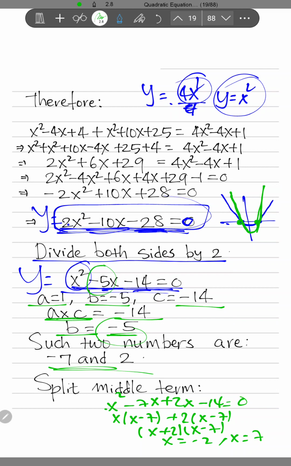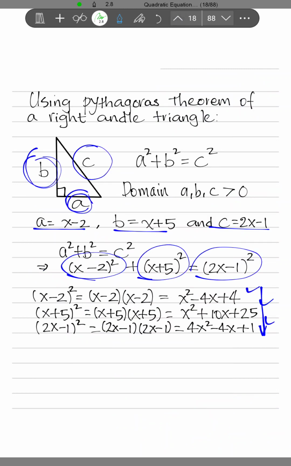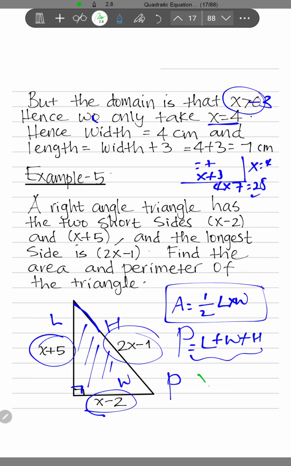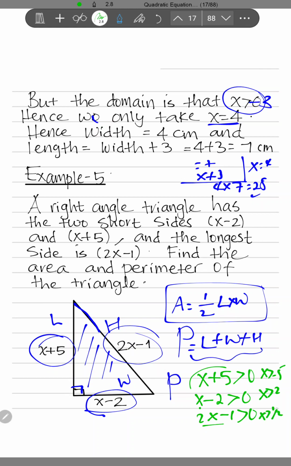But in the case of measurements, sides, we always need to see the domains. We have to find out the domains first. And only one of them will be valid. What is the domain here? The domain here: x plus 5 should be greater than 0 because it's a side. x minus 2 should be greater than 0. 2x minus 1 should be greater than 0. From here, x is greater than minus 5. From here, x is greater than 2. From here, x is greater than half. So, the smallest x value is this one here. So domain, x should be greater than minus 5.